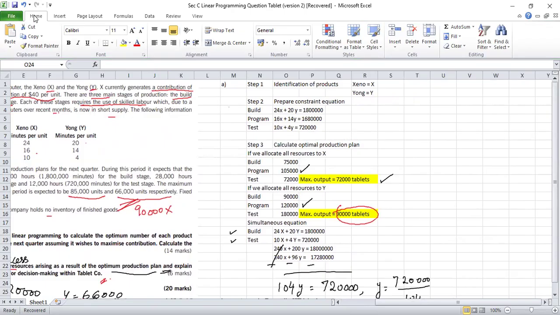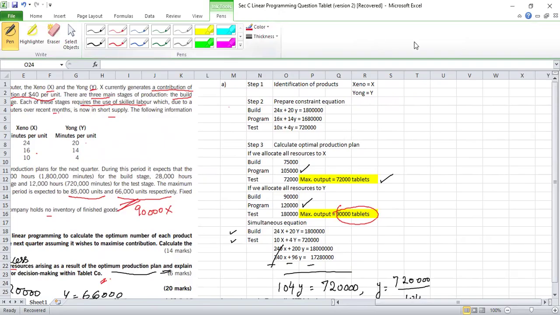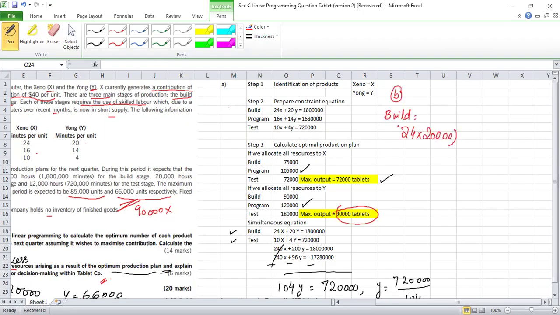So if we follow all the three equations, now what are these three equations? First equation is build, and build is saying what? Now we are doing part B. Build: 24 minutes into 20,000 of X plus 20 minutes into 66,000 of Y.